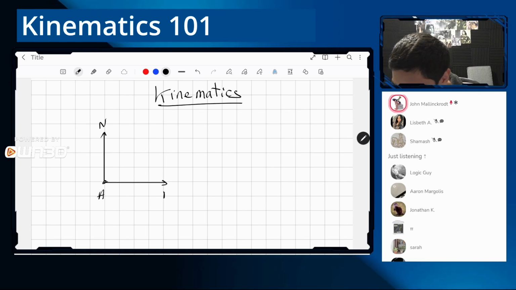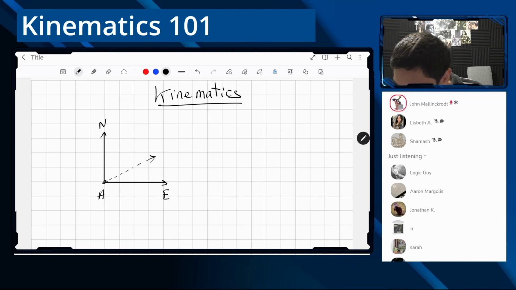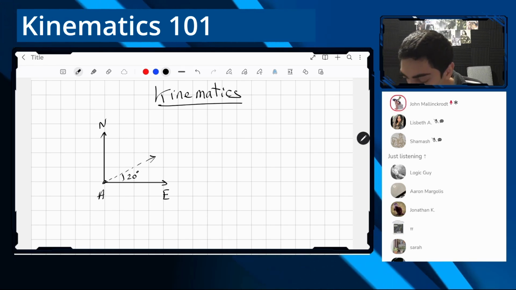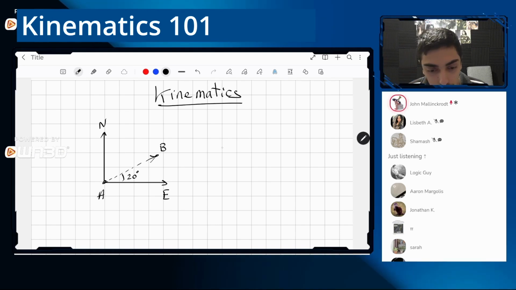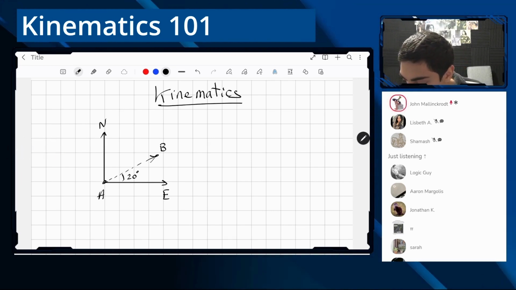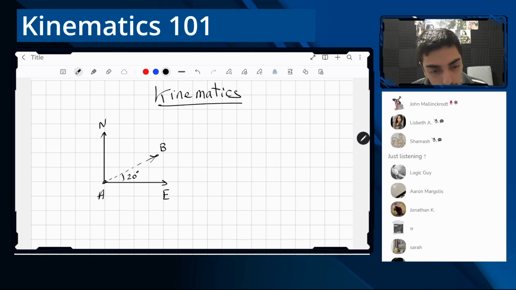But now we want to talk about velocity and speed. Velocity is basically the ratio of a displacement to a time. So if I go from city A to city B, which is 20 miles, is that what I said? 20 miles, 20 degrees north of east. Let me just make that hit anyway. 20 miles, 20 degrees north of east.